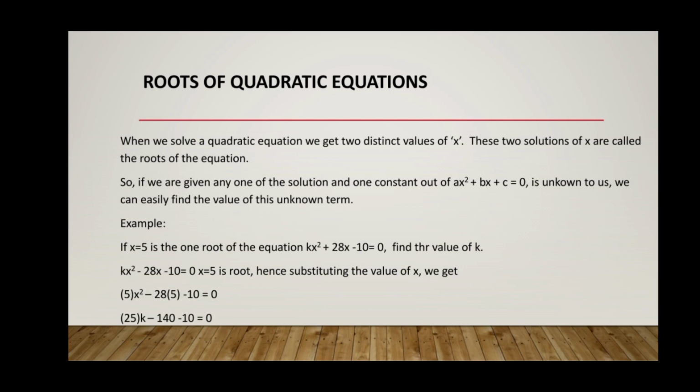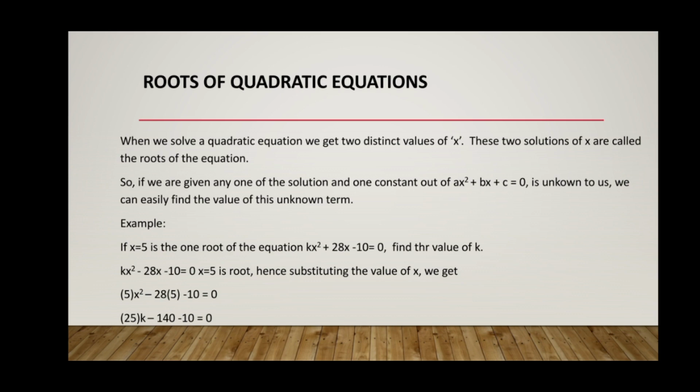When we solve a quadratic equation, we get two distinct values for x. Why does that happen? That happens because in x squared, the degree of x is always 2. So the values for x are 2. These two solutions of x are called roots of quadratic equation.